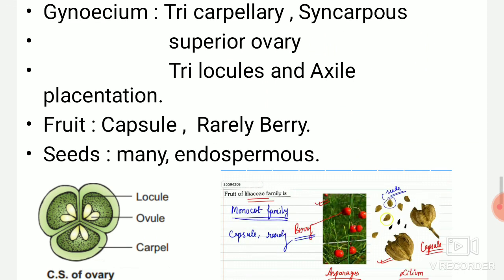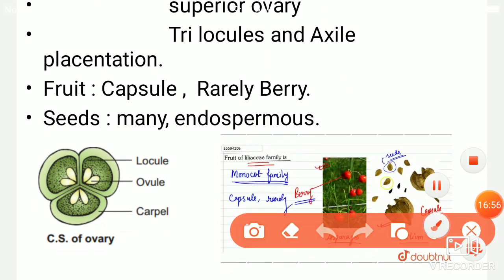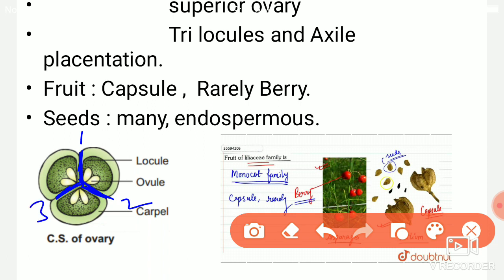Inside the ovary 3 locules are there. You can see here chambers. The chambers are 3. 1, 2, 3. 3 chambers are there. Trilocular. So locules are 3. And axial placentation.